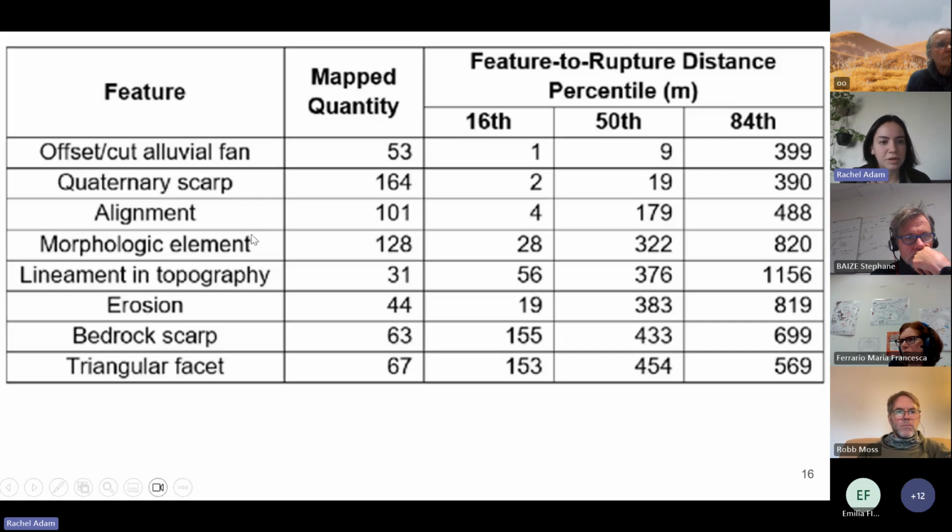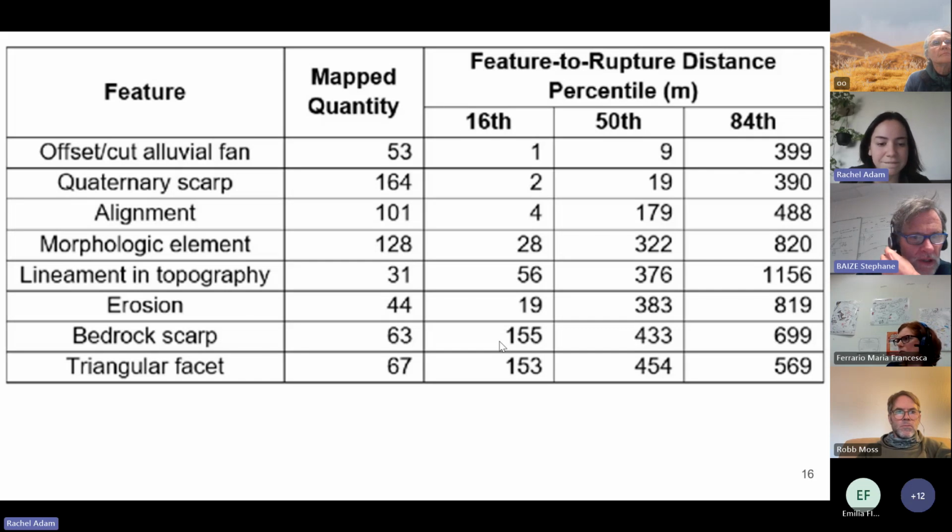A couple things to point out is that the quaternary scarp and the offset and cut alluvial fan have a very low 16th percentile, and that represents that they are a pretty strong indication of fault location, and they are mostly mapped in that alluvial fan where the rupture actually did occur. However, the bedrock scarp and the triangular facets have a much larger 16th percentile distance in meters, because they were mostly mapped along that range front where it did not rupture. So it can skew our results a little bit if we can't anticipate exactly where it's going to rupture.